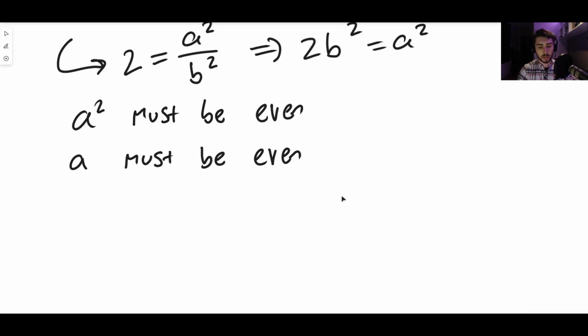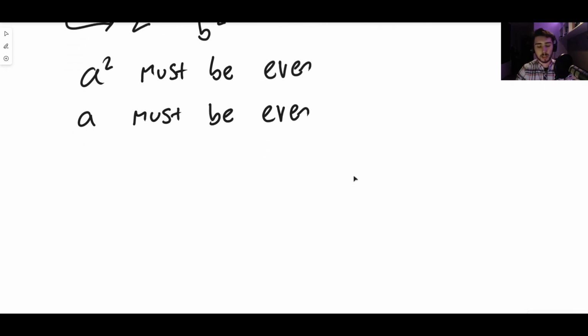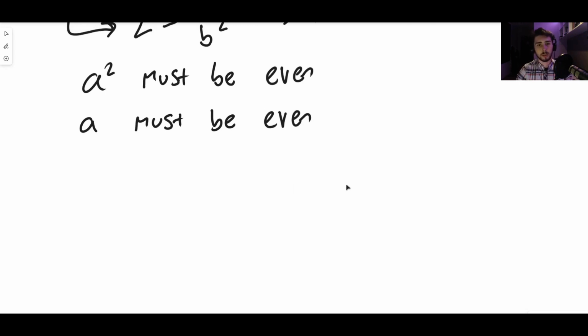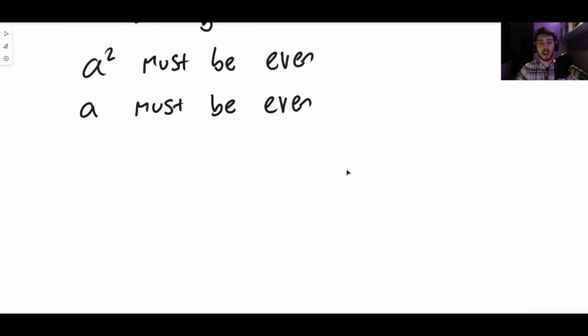Like 4, the square root is 2, an even number. 16, the square root is 4, an even number. 36, the square root is 6, an even number. Try it with any number that you want, it's always going to be even. So if a squared is even, a is even.